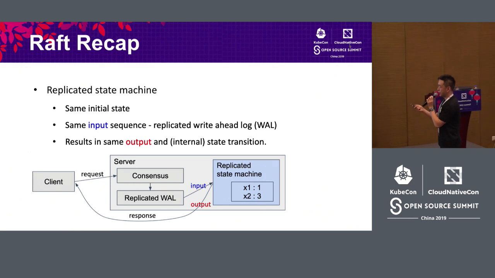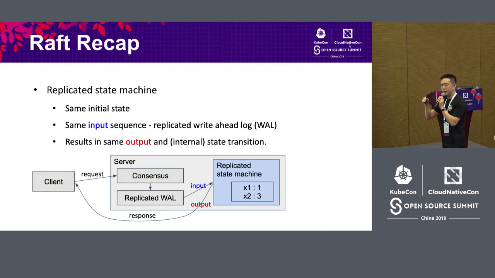Now, the nice thing about a state machine is that, given its current state and its current input, its next state and its output are determined. So if these state machines all have the same initial state, which you have to make sure of, right? Whatever bootstrapping process you're using, you have to make sure that when these servers start, they're going to have the same initial state. And then if you can make sure that each server also has the same input sequence, then it's guaranteed that these state machines are always going to have the same state and output.